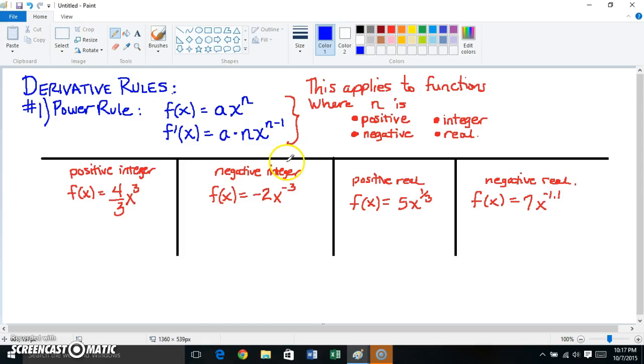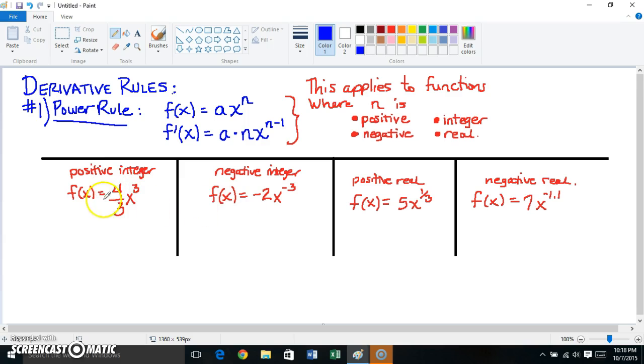Okay, so the first derivative rule that you learned was called the power rule. And the power rule said if you started with a function, for example, a times x to the n, its derivative would be a times n times x to the n minus 1. So the exponent came down in front, and the power was decreased by 1. By the way, n could be a positive value, a negative value, an integer, or a real number.